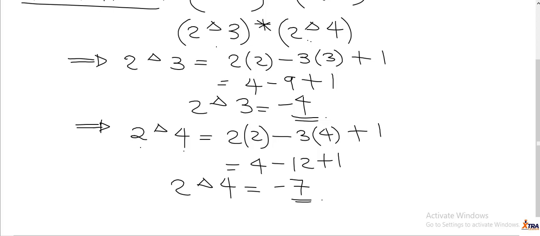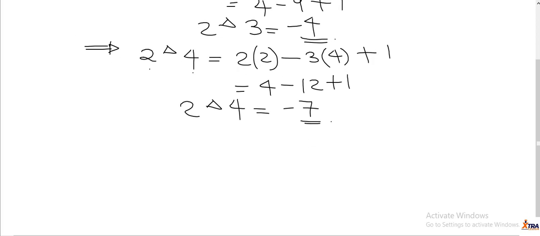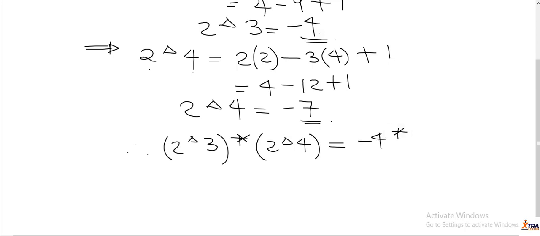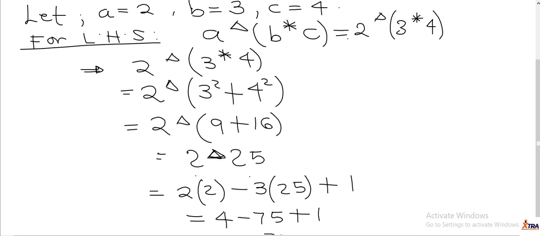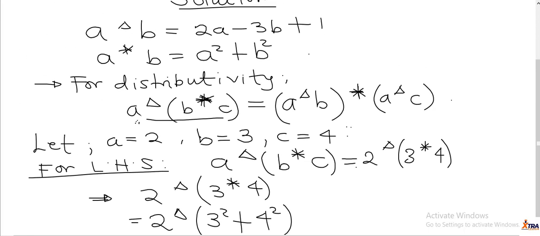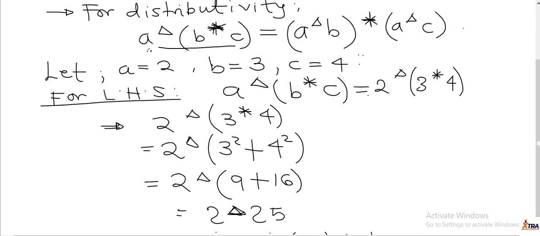That is, I can now say, since I know that my 2 operation 3 has now become minus 4, and 2 operation 4 has become minus 7, I'll be performing the asterisk operation on both of them. In which case, we remember for the asterisk operation that the formula is what? A squared plus b squared. That is the formula for the operation from here. So a squared plus b squared.